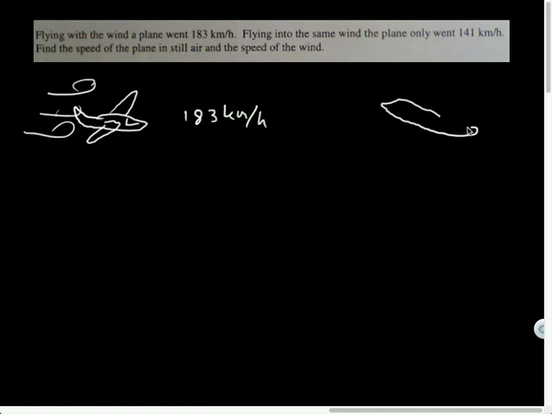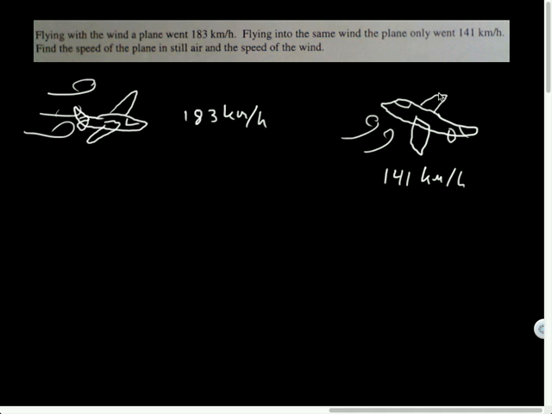I imagine, oh wow, this plane's really going crazy now. The wind is blowing it up, and it's tail spinning or whatever. So, here's a little tail on it there, I guess. There we go. So, flying against the wind, it's only traveling 141 kilometers per hour.